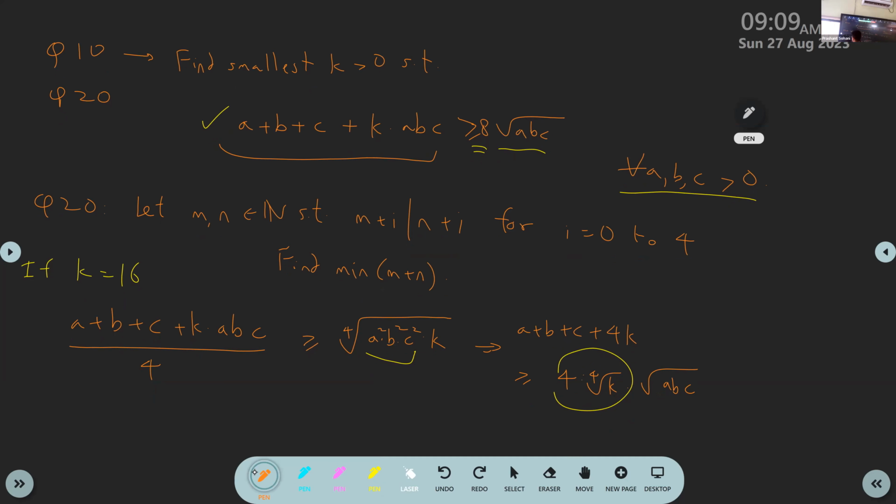Okay, so if you consider a equal to b equal to c equal to 1 by 4, then k times abc will also be 1 by 4, right? Yes. So then this is the case where equality is going to occur. What will happen if I substitute 1 by 4 in this expression? See what it reduces to in terms of k.